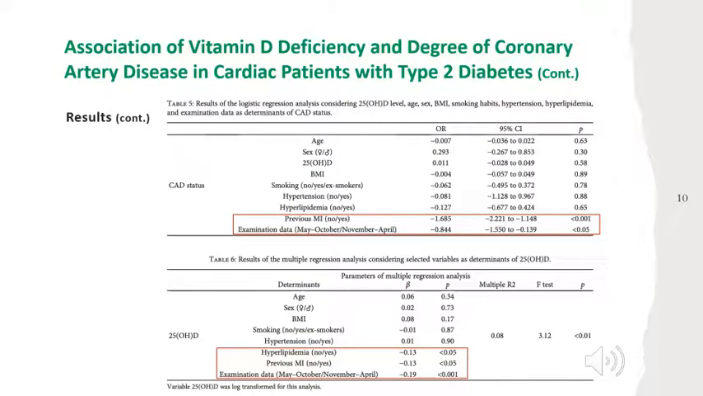In the logistic regression analysis, from selected determinants, a history of previous myocardial infarction and examination data were statistically significant. The presence of hyperlipidemia, history of previous myocardial infarction, and examination between November and April were significantly associated with lower values of 25-hydroxy vitamin D in cardiac patients with diabetes.